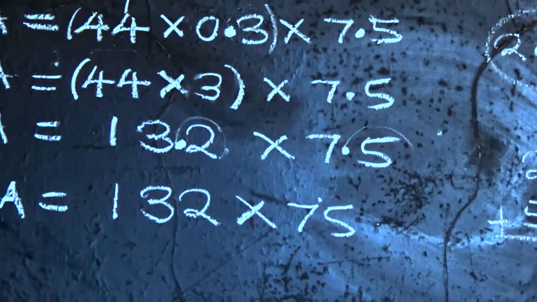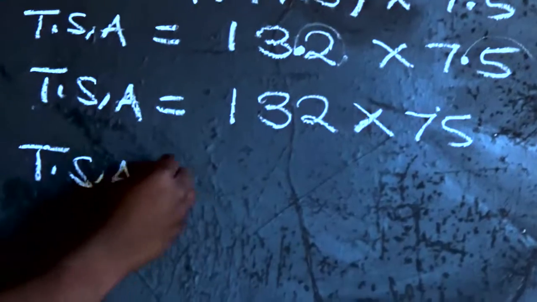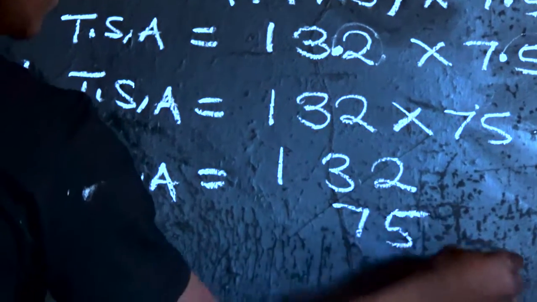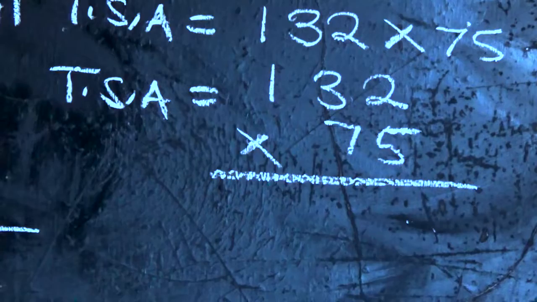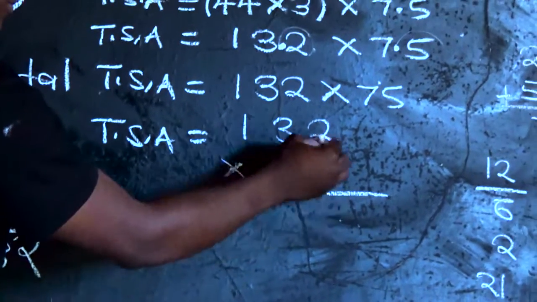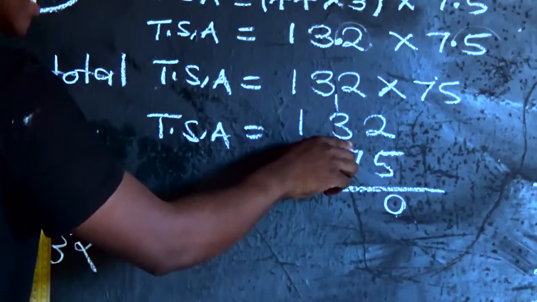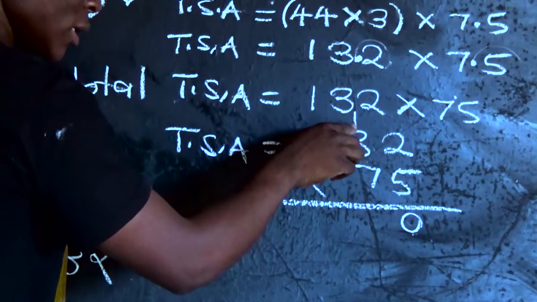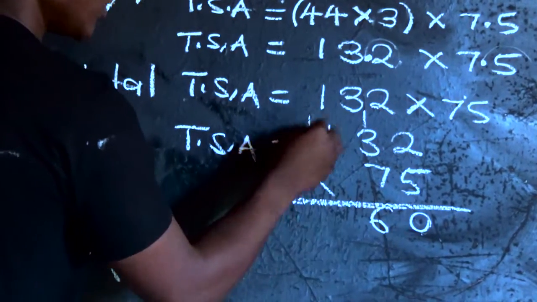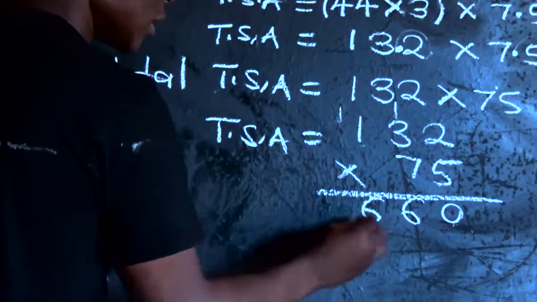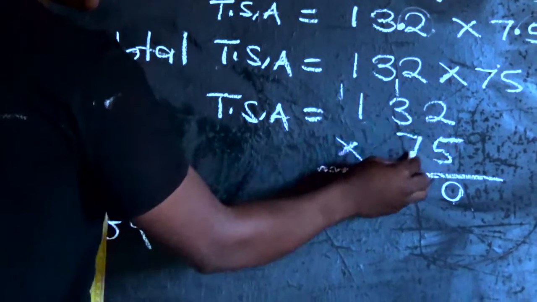75. So let us now multiply. Total surface area is equal to 132 multiplied by 75. Okay? And say 5 times 2 is 10. So 0 carry 1. 5 times 3, 15 plus 1. So we're going to write 6 carry 1. 5 times 1 plus 1, 6. Are we together? Then we move on this side.